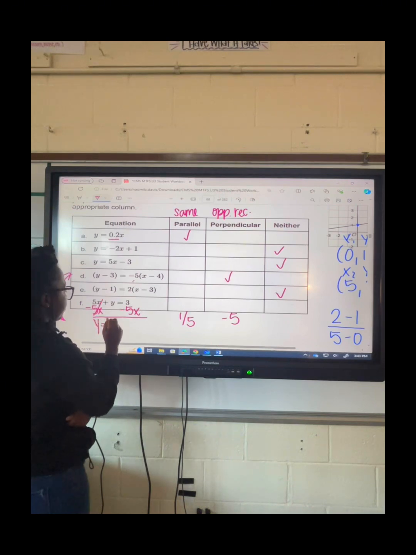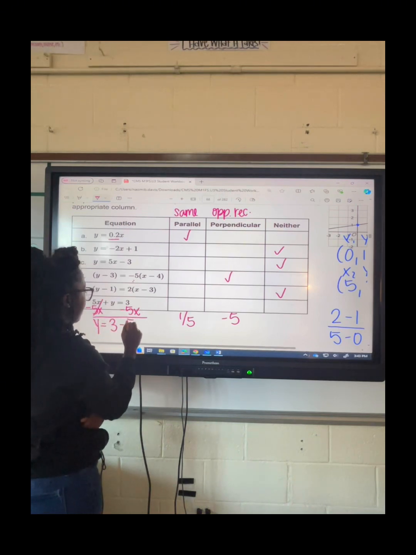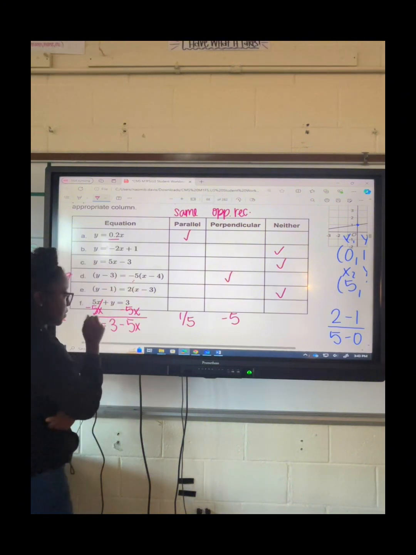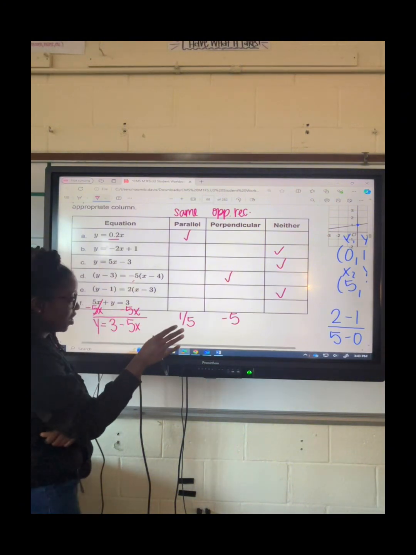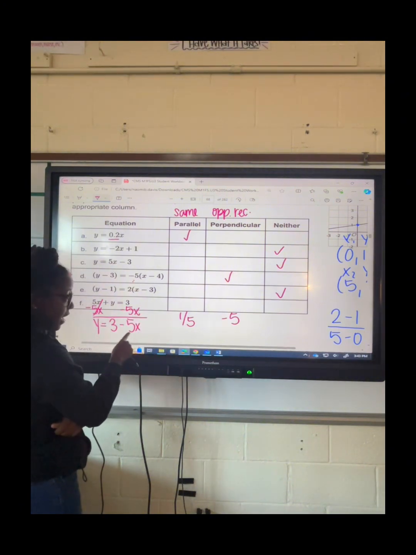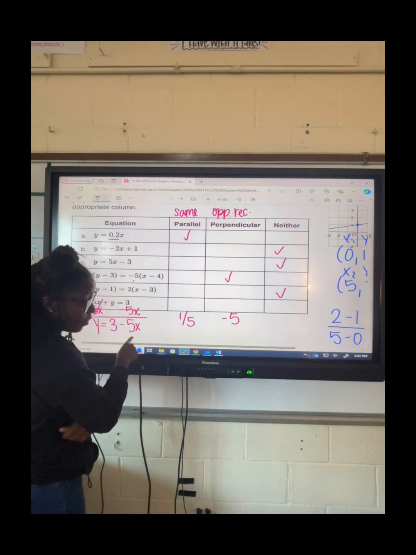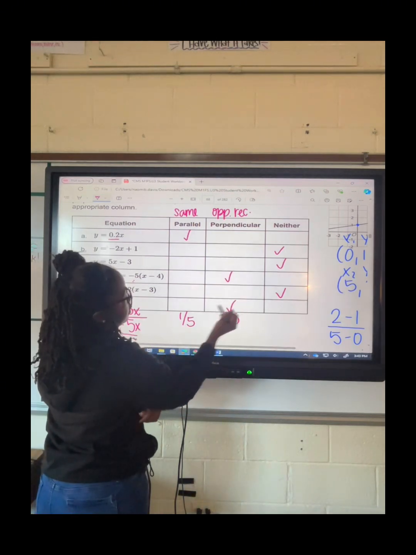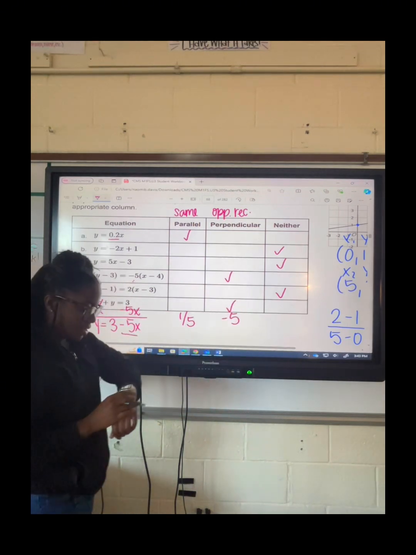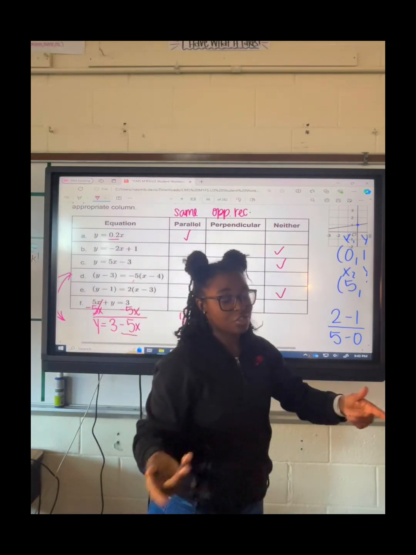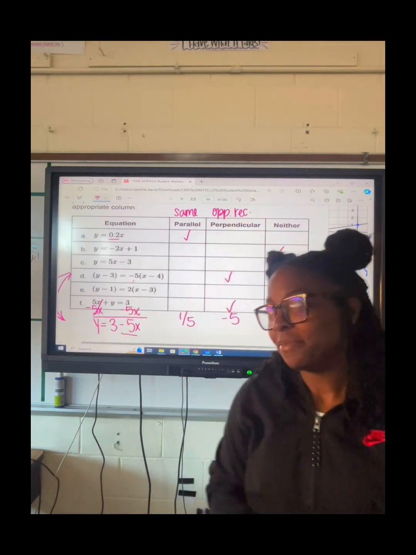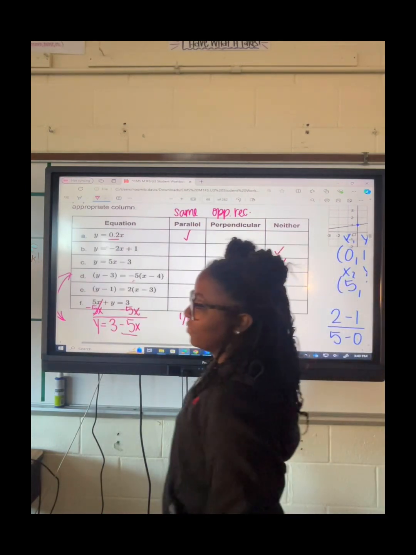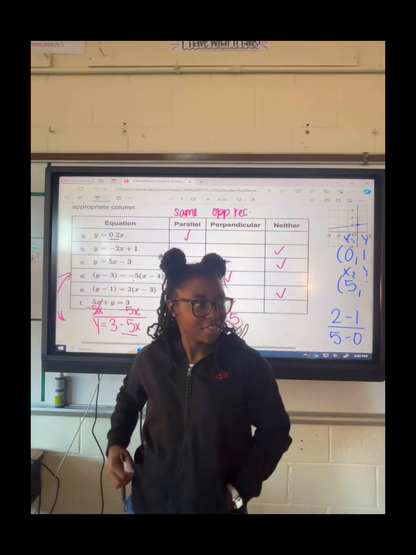Now what I see some people do is you see this and your immediate answer is the slope is 3. No. The slope is whatever number is beside x, as long as you solve for y. And what's my slope? -5. So that means this line is perpendicular. Bam. I just threw that in there for a little extra. It's easy stuff.